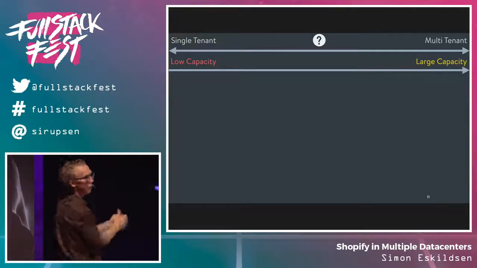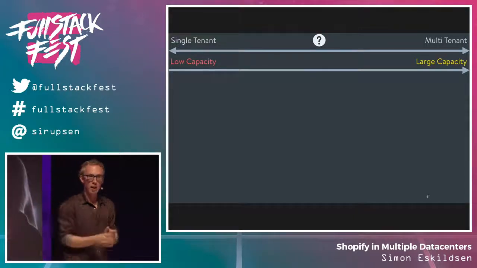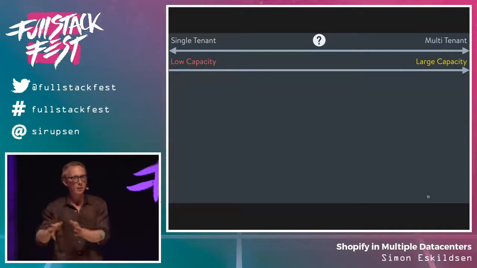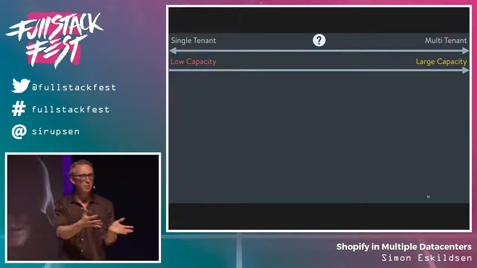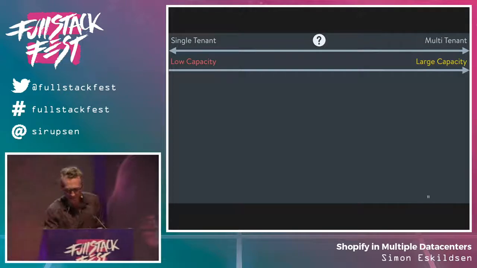If you have a multi-tenant platform, you have a large amount of capacity. You have a massive database, so if one shop has a big sale, they can sort of steal a bit of capacity from the other ones. And then later, when another shop has a big sale, they can take some from some of the other shops. But if you have a complete single-tenant platform, that becomes quite expensive because you need to provision a database for each one.